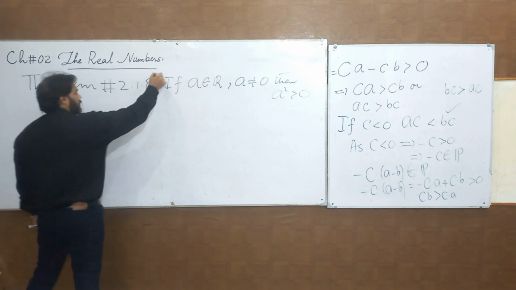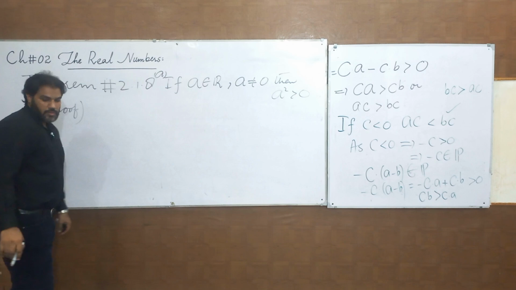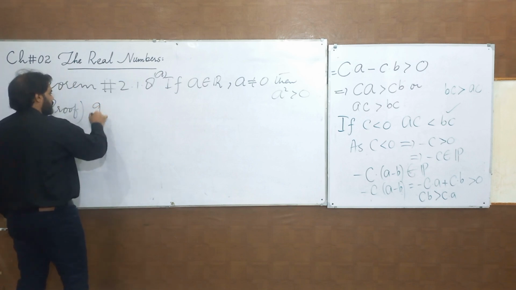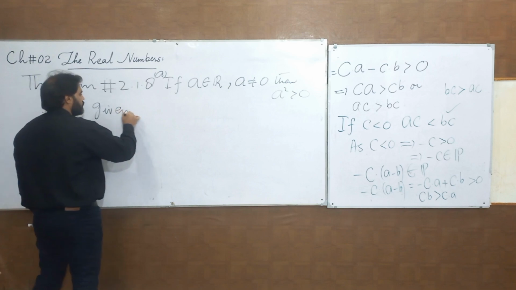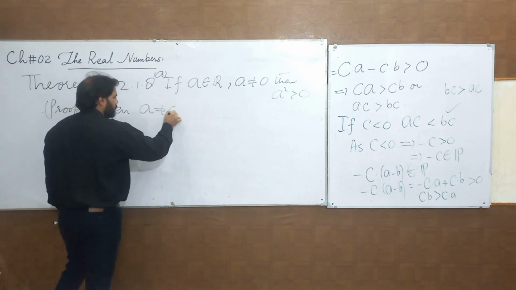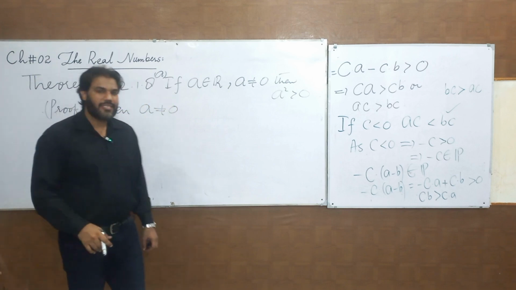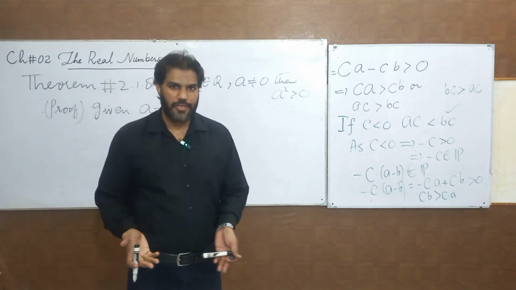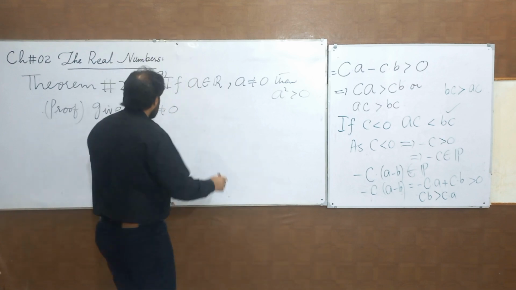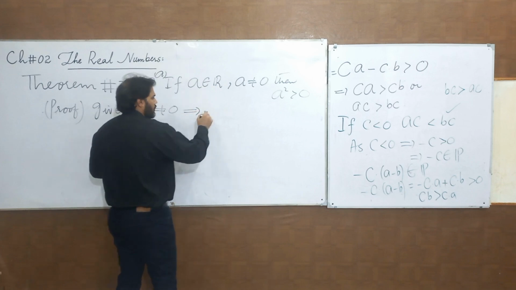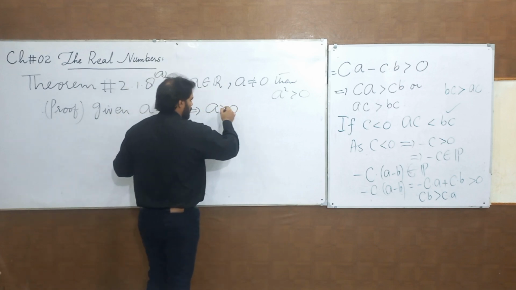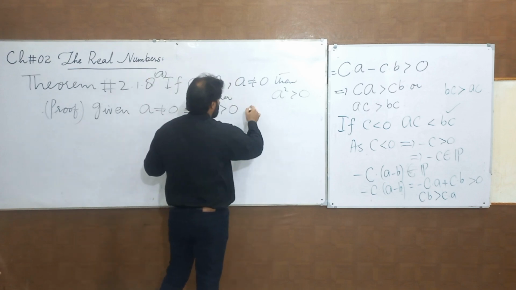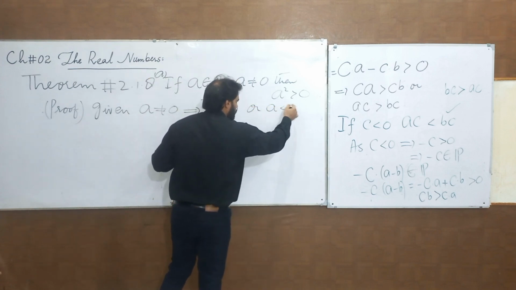This is its first part. Given A is non-zero. As A is non-zero, it means either A is greater than 0 or it is less than 0. From this, we have two cases. Either A is greater than 0 or A is less than 0.